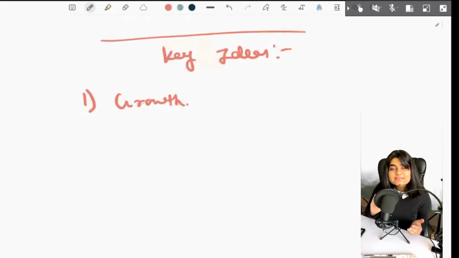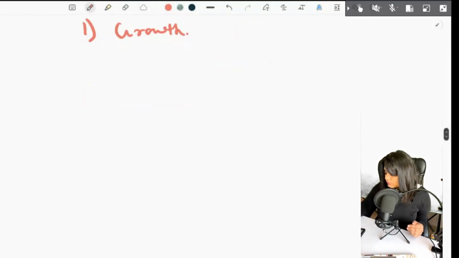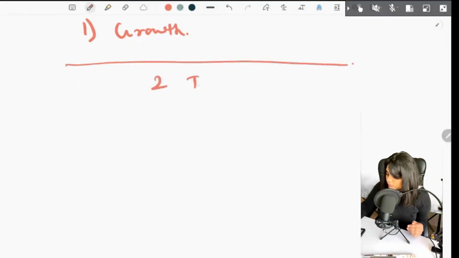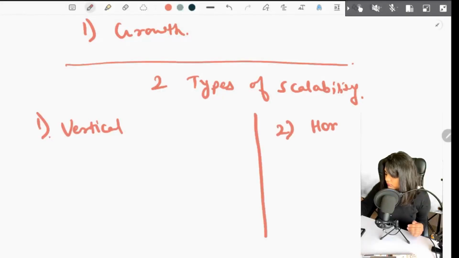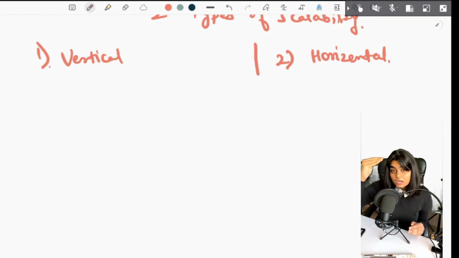First is horizontal and second is vertical. So we will go into depth on each one and we will discuss its pros and cons, differences and when to use the horizontal or the vertical one. So two types of scalability. First is vertical and second is horizontal. Vertical scaling is also called scaling up: a single server with increasing resources.